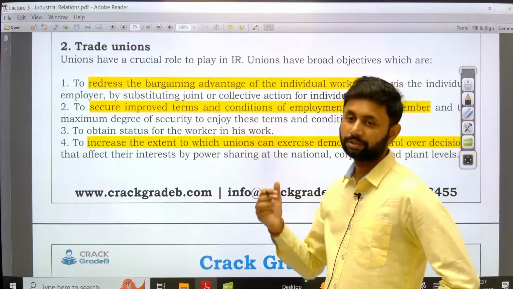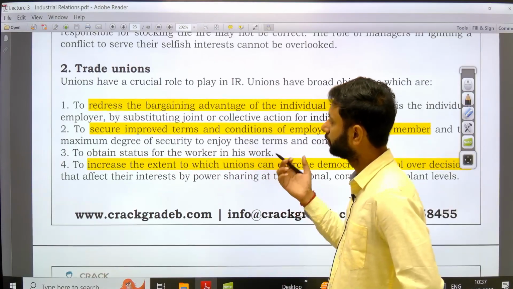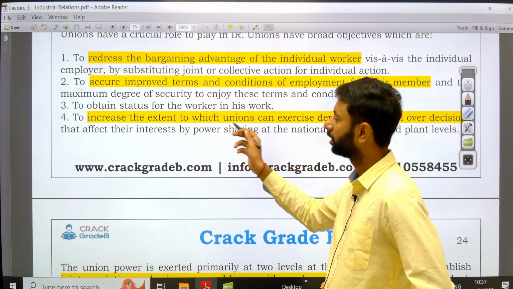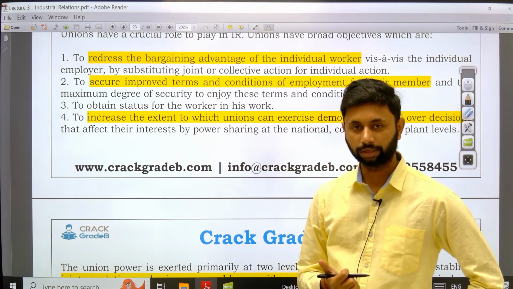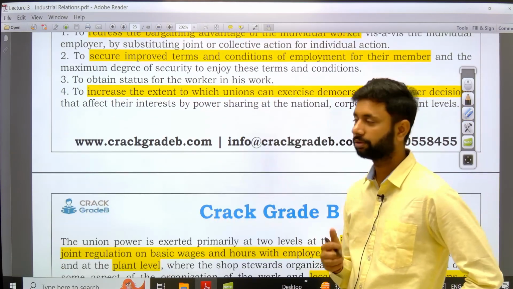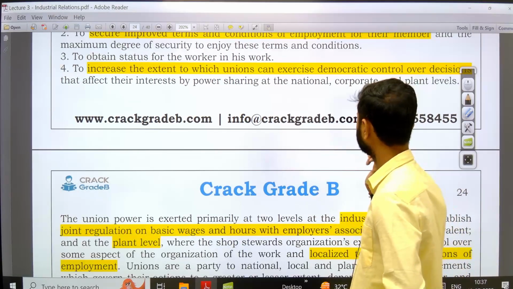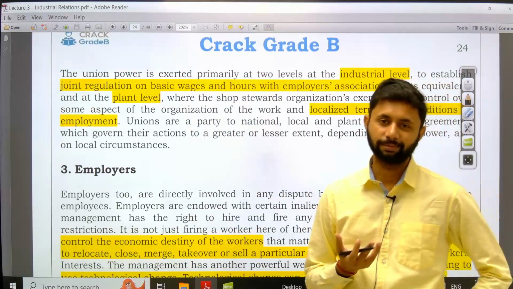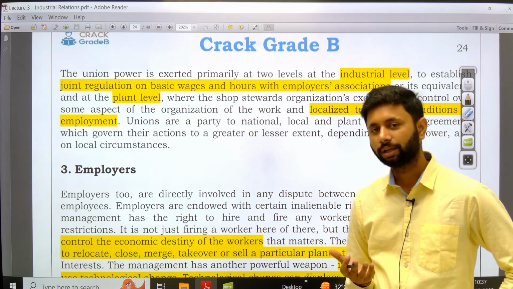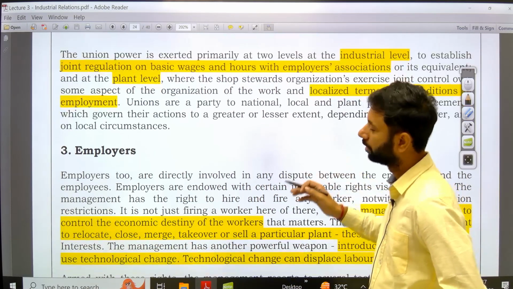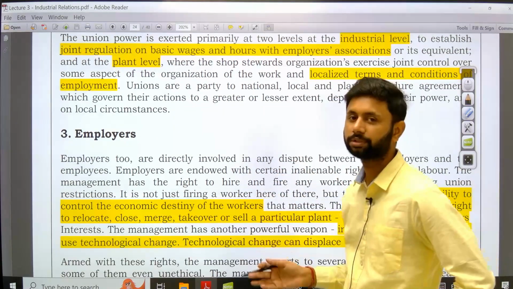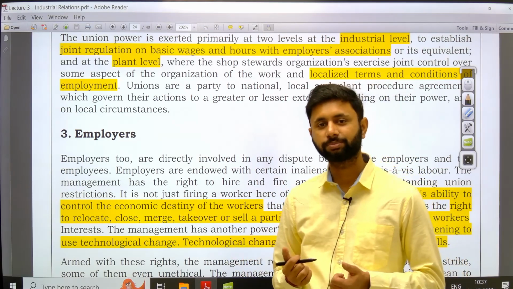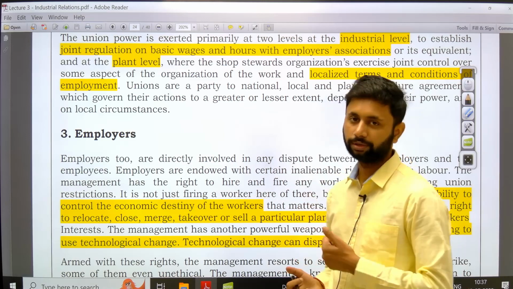What are the major benefits or objectives of trade unions? To redress the bargaining disadvantage of the individual worker, to secure improved terms and conditions related to wages, working hours and working conditions, and to increase the extent to which the union can exercise control over decisions. And this is not just at the plant level. It can also be exerted at the industrial level, through joint regulation, and at the government level. Various trade unions can go to the government and talk about the basic demands that each worker should get, irrespective of different sectors.